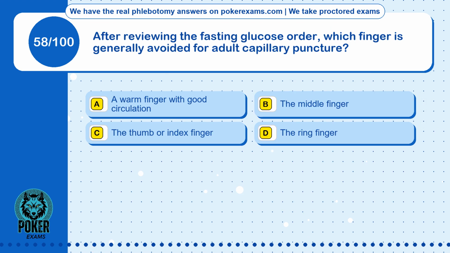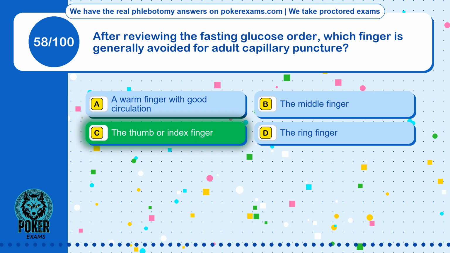Question 58. After reviewing the fasting glucose order, which finger is generally avoided for adult capillary puncture? Option A. A warm finger with good circulation. Option B. The middle finger. Option C. The thumb or index finger. Option D. The ring finger.